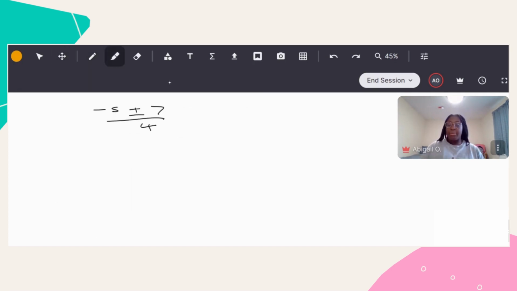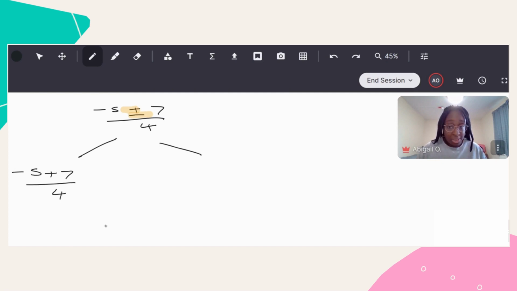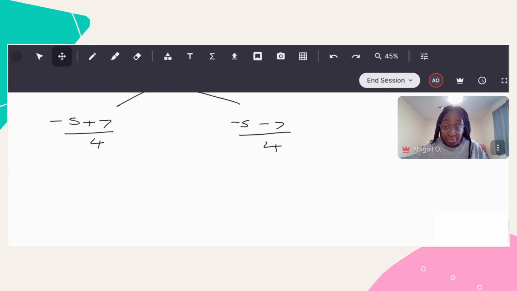Okay, now that we've simplified it all the way down to this point, we're going to address this plus or minus thing. As you'll know from factorizing, whenever we break down a quadratic expression, we get two answers. When you use the quadratic formula, same thing, we're going to get two answers. So we're going to take this answer and split it up. One is going to be plus, so negative 5 plus 7 over 4. One is going to be minus, negative 5 minus 7 over 4. Then we're going to simplify those two separately and see what answers we come to.